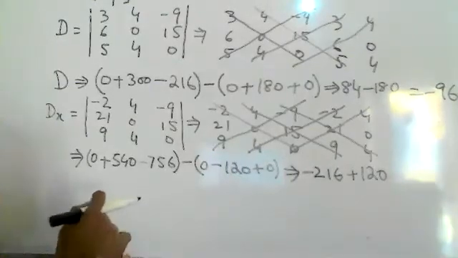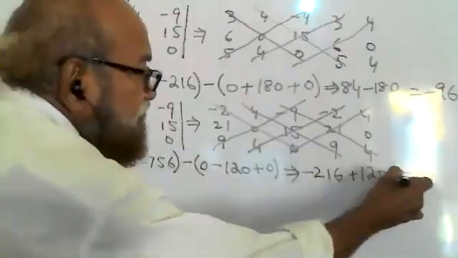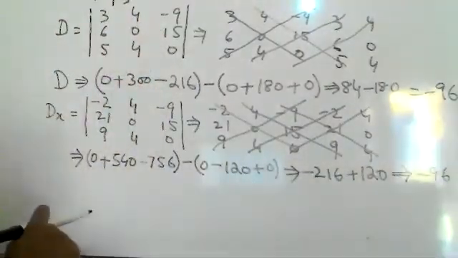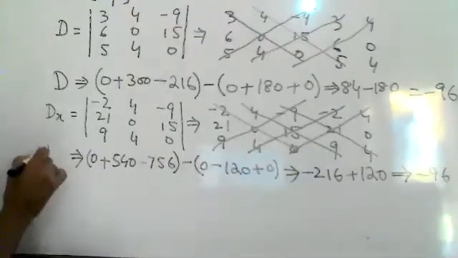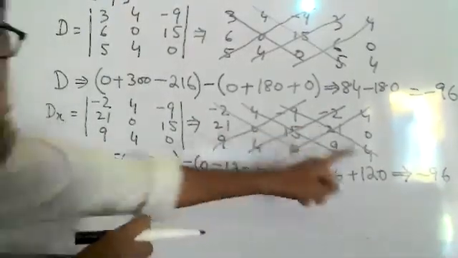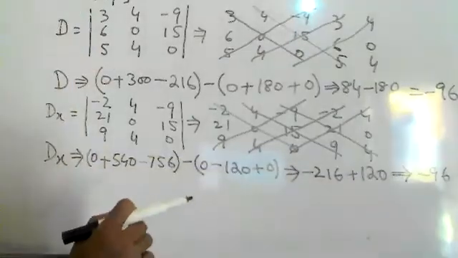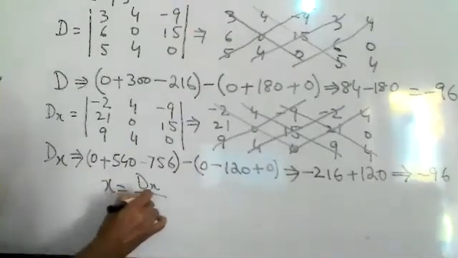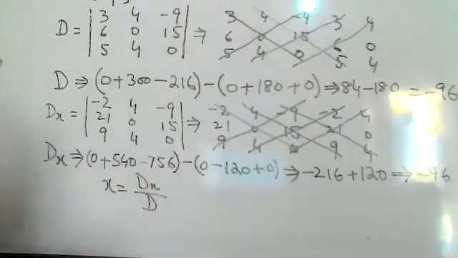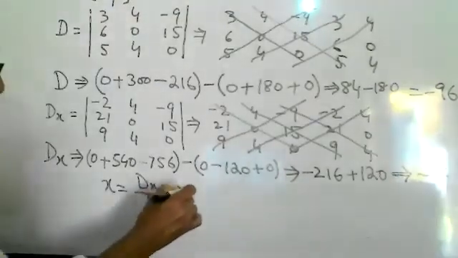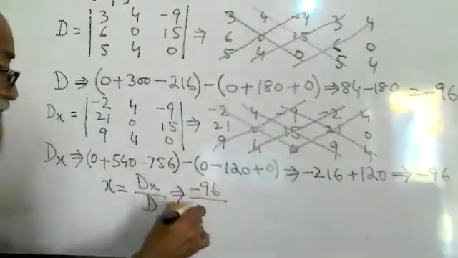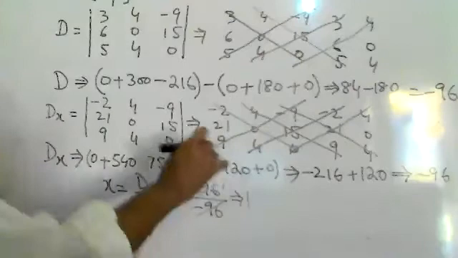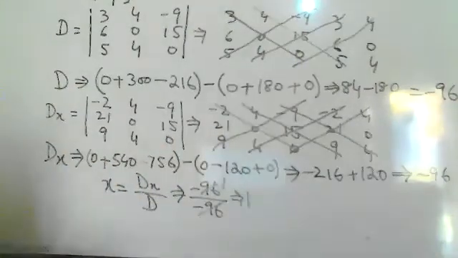What answer did you get? Minus 96, I think. Minus 96 is the value of dx. So x will become dx upon d. तो dx हमारे पास minus 96 है और d भी minus 96 है. Answer is 1. तो x की वैल्यू हमारे पास 1 आ गई.